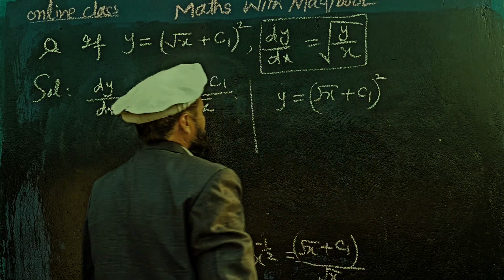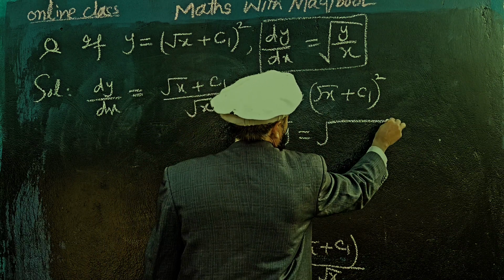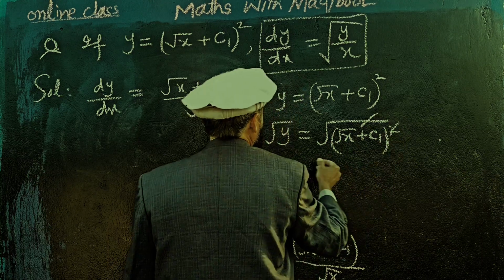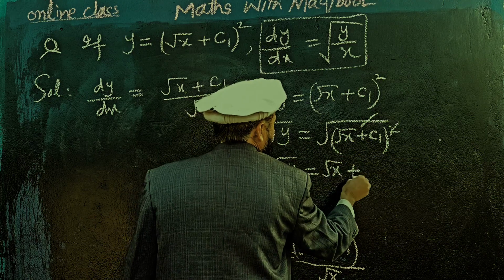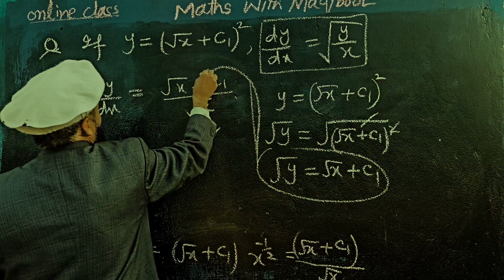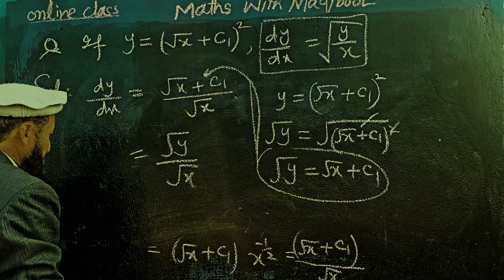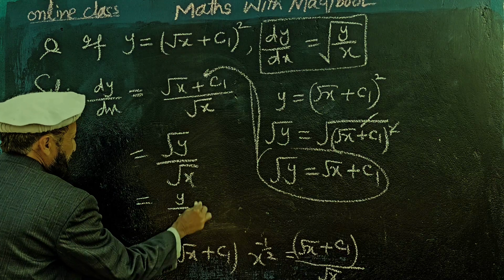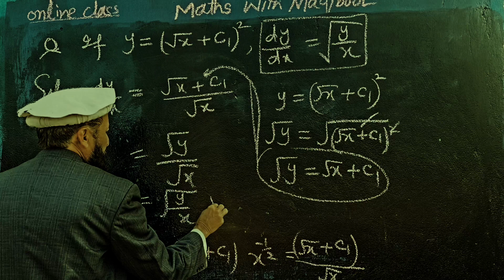So now we take the square root on both sides: the square root of (√x + c1)^2, this will cancel with the square, and we get √y is equal to √x + c1. In place of this result we substitute, and here √y and √x. Now this is the property of square roots: we can write both terms under one square root, so the result will be dy/dx equal to the square root of y by x. Hence proved.